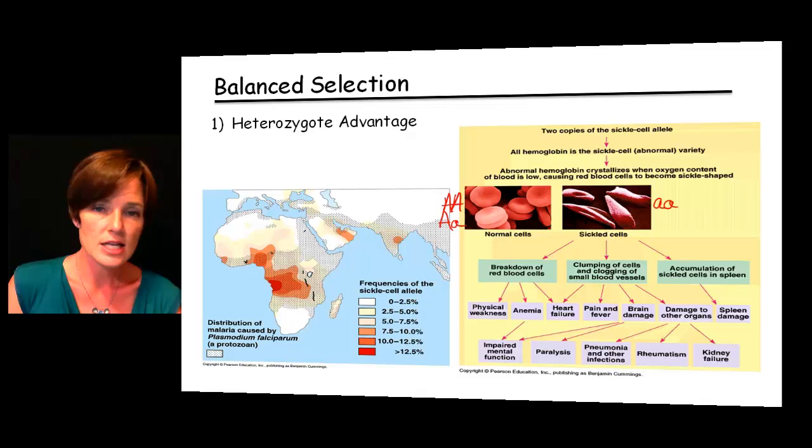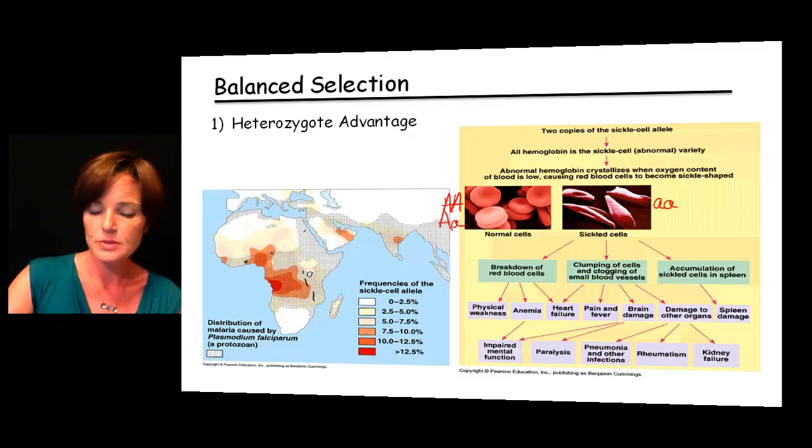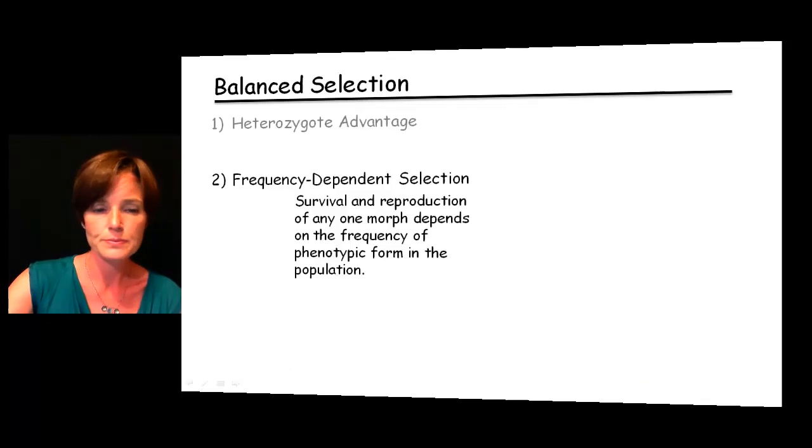So you do tend to see a lot of individuals with the heterozygous genotype when we look at Africa, because they do survive better than the individuals that are big A when there is a lot of malaria around. So the heterozygous individuals in this case do have an advantage over the others.